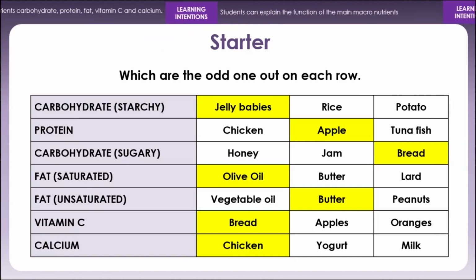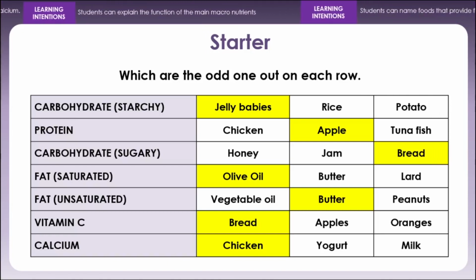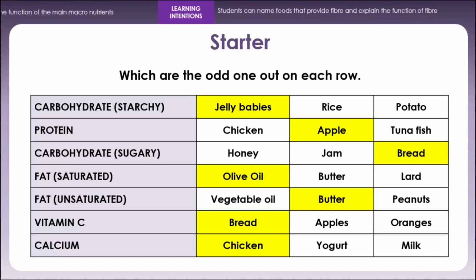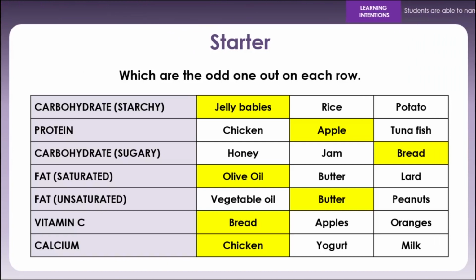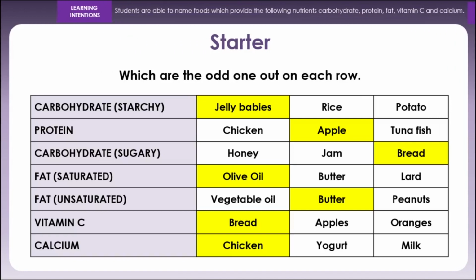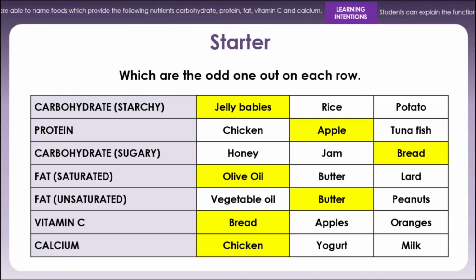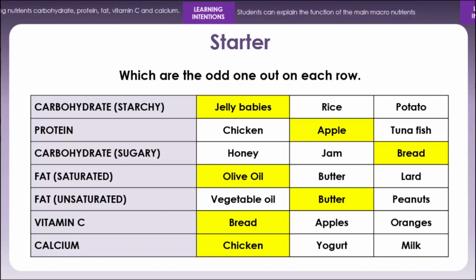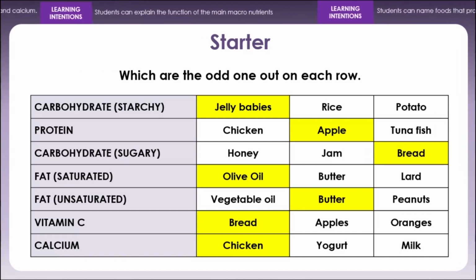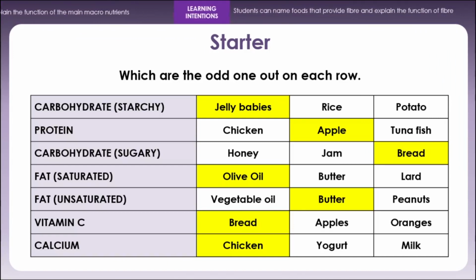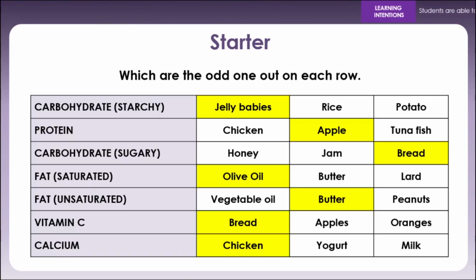Olive oil is an unsaturated fat and butter is a saturated fat. Sugary carbohydrates, it's in the name, it's got sugar in it. Starchy carbohydrates are starchy foods like rice and potatoes. And you get protein from chicken, meat, fish, eggs, beans, pulses. Vitamin C, you will always get in your fruits, and calcium, we tend to get in dairy products.